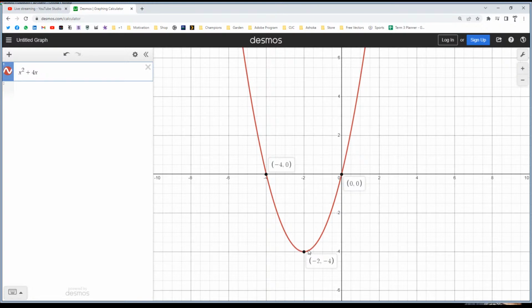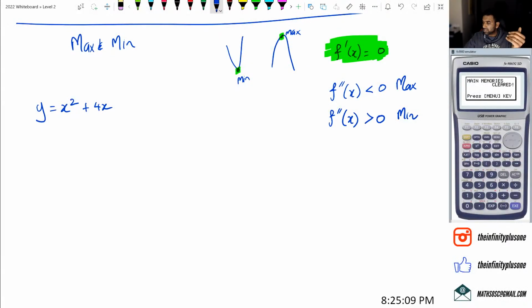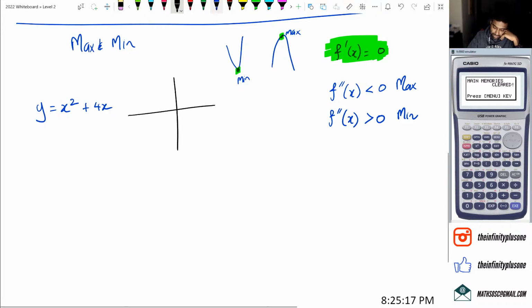Now, what do we already know about this graph? Looking at this graph right now, we can see the turning point happens at -2, -4. We also know that this parabola is a positive parabola, so this turning point is going to be a minimum. All right, with that in mind, we're actually going to kind of prove it. So if we look at this graph, y equals x squared plus 4x, we know that the graph actually looks something like this right now. There we go. That's going to be at -4, 0, and your turning point was at -2, -4. Was that what it was at? -2, -4. Yeah, so these are all the things we know.